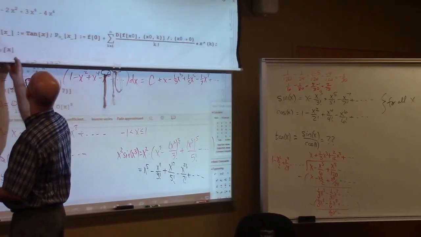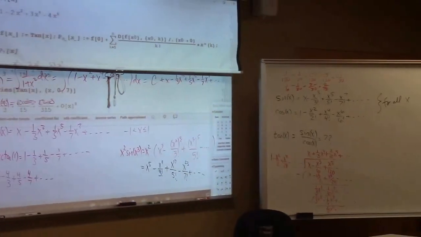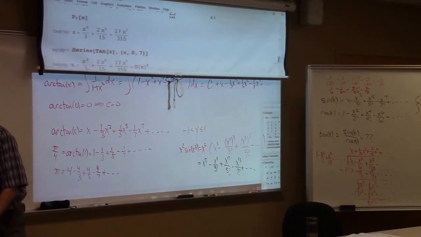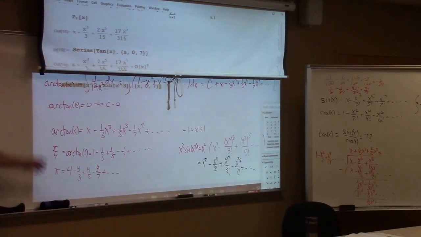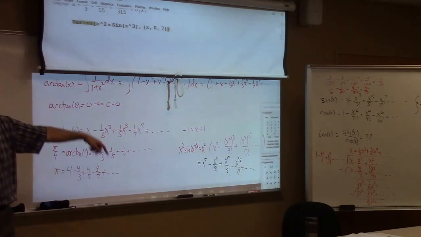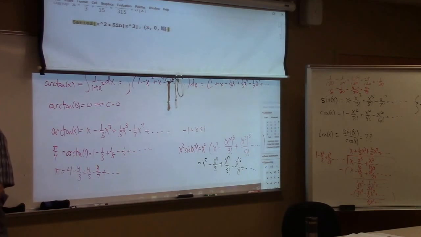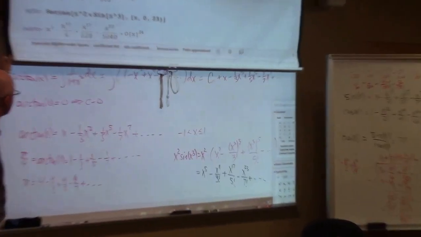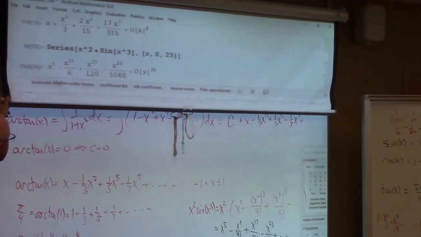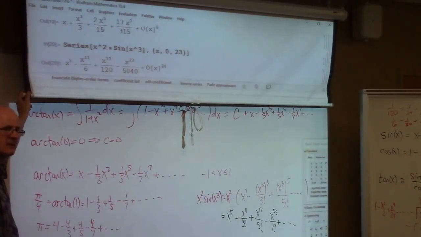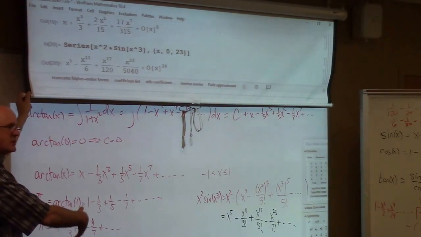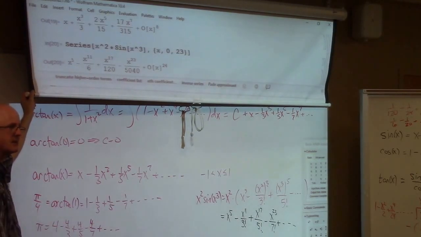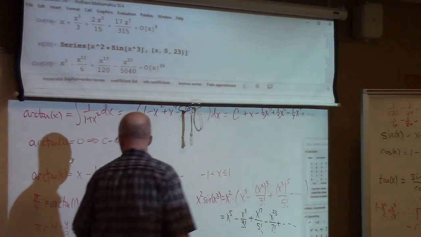Let's check it with series this time. X squared times sine of x cubed, and we want to go through at least the 23rd power, so I need a 23 here. And do we have a match? Yeah, because 5 factorial is 120, 7 factorial is 5040. It's a match. So substitution, multiplication like that is another trick you can use. Another series you should remember for the future.